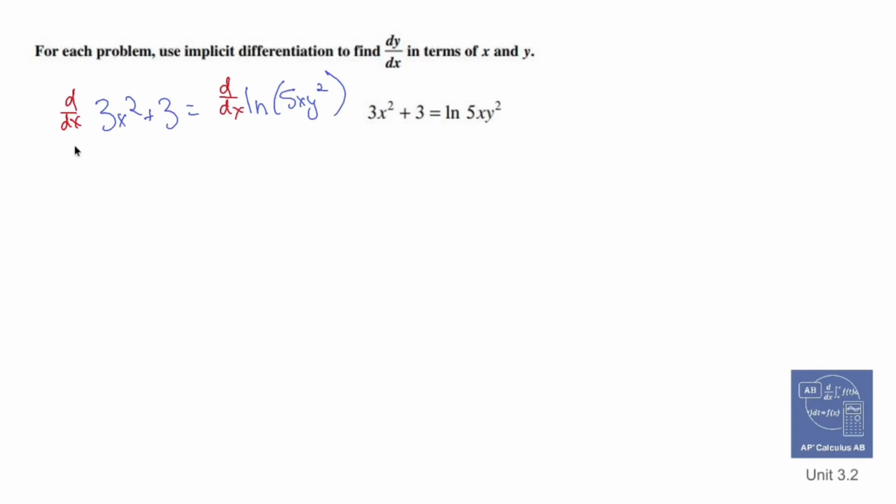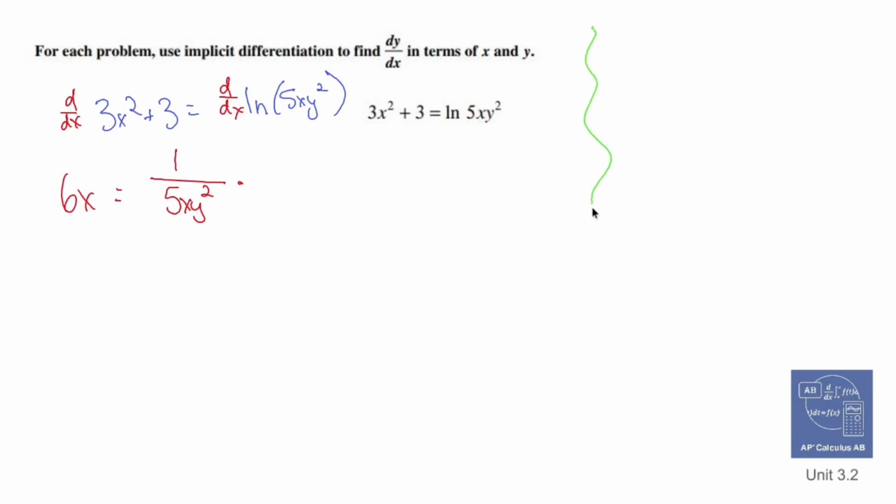When we take the derivative with respect to x, the left side is easy peasy lemon squeezy. The derivative of 3x squared is 6x. The derivative of 3 is nothing. The right side is going to be chain rule and something else. So chain rule says you have outside stuff, take the derivative of it. The derivative of ln of blah is 1 over blah. Keep the inside stuff as is, but then multiply everything by the derivative of the inside stuff. That's going to require product rule.